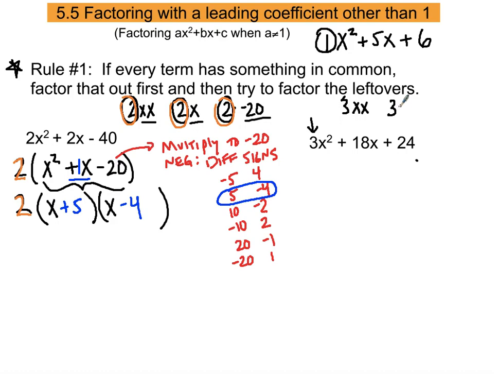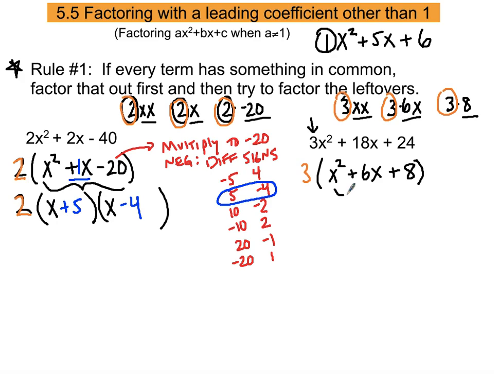For 18, that would be a 3 times 6, and then there's an x. And then for 24, it would be a 3 times 8. So 3 goes into all three of these terms. So I'm going to take a 3 out. And then what am I left over with? I'm left over with x squared plus a 6x plus an 8.